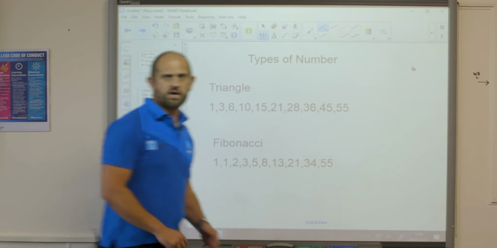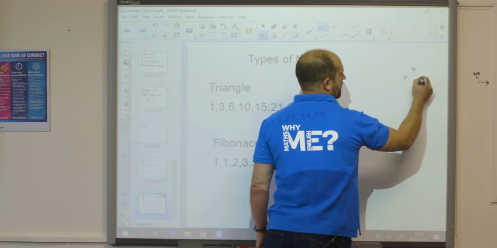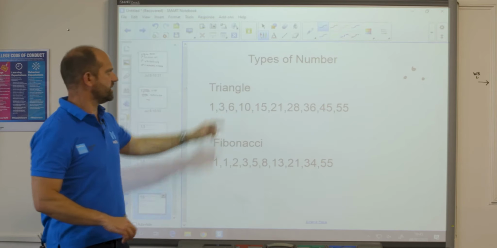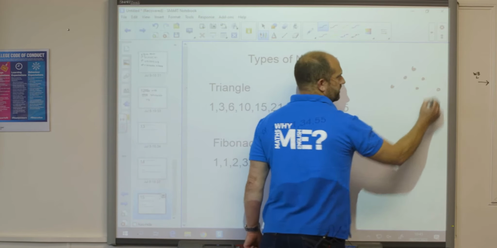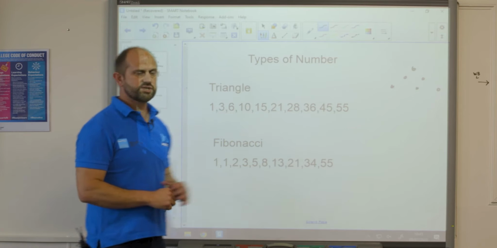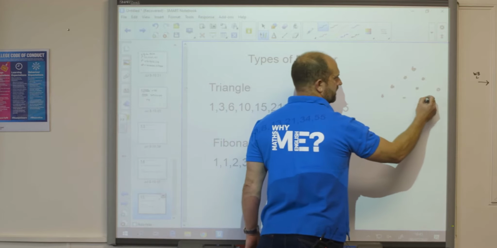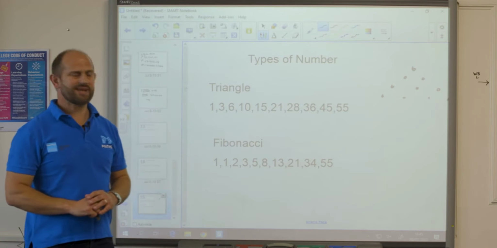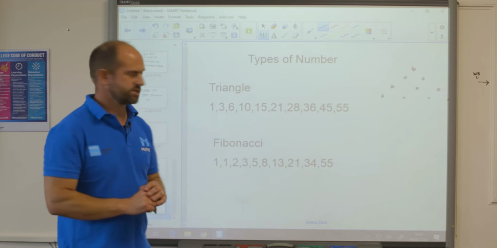So there's my first number, number one. If I add two more dots, I've now got three dots, my second number. If I now add three dots, keeping the shape as a triangle, I've got six dots. Now I'm going to add four dots, and that gives me 10 dots in total. So that is my triangular numbers.